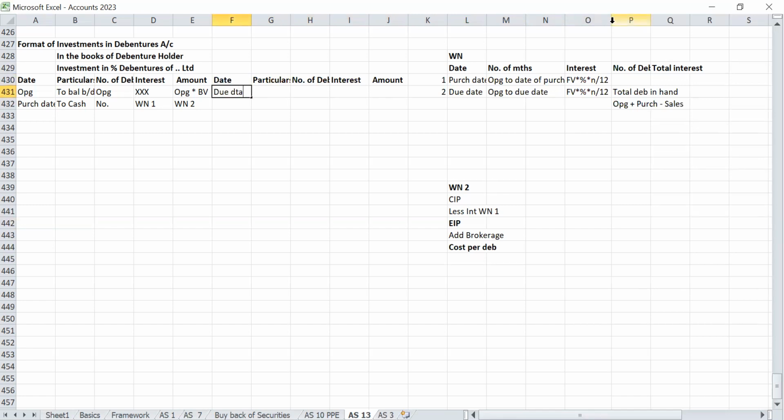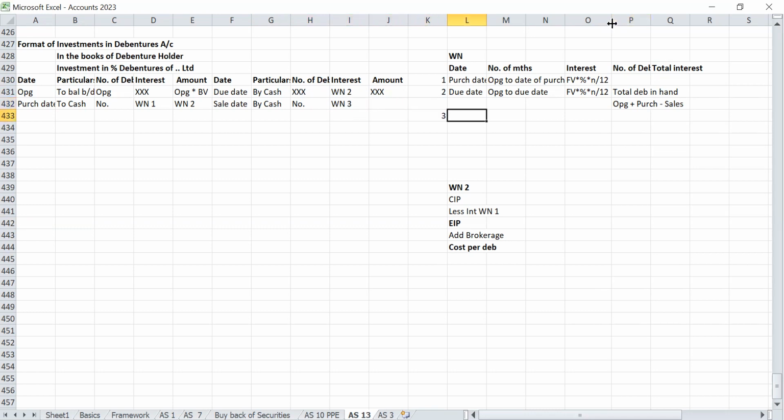Due date, by cash or by bank, whatever. Number of debentures nil, amount also nil, only interest received as per working note number 2. That should be written here by cash. Then sale date. Whenever you are selling debentures, in that case also by cash, number of debentures sold, then interest as per working note number 3.